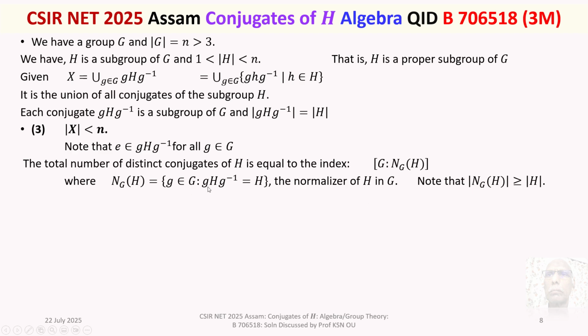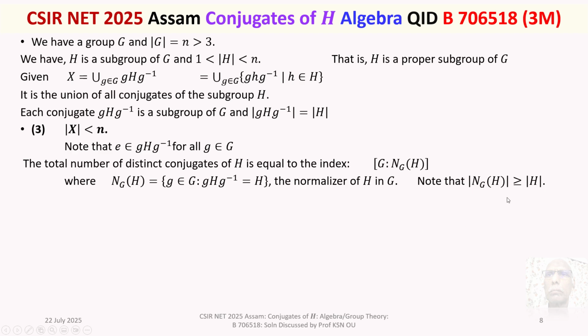This is the normalizer of H in G, what we have studied. And with this definition, if you take any element from capital H, small h, then hHh inverse will be H for all small h belongs to H. That means every element of capital H will be there in the normalizer of H in G. Therefore, the order of the normalizer of H in G is greater than or equal to order of H.